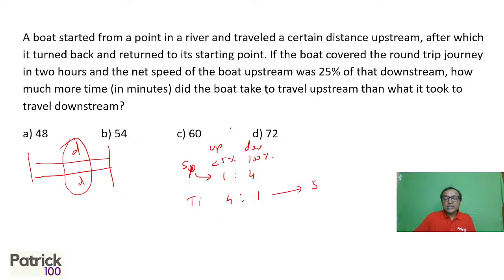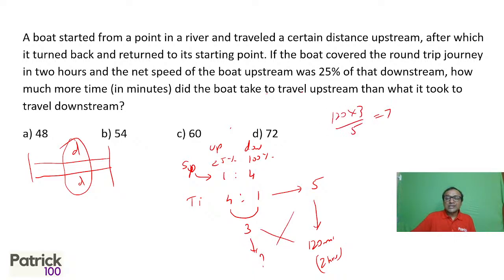4 and 1 total is 5. We want the difference of their time taken, which is 3. This 5 stands for 120 minutes, since the total time taken is 2 hours, which is 120 minutes. So 3 will stand for how much? You can cross multiply: 120 into 3 upon 5, which will give you 72. That's option D.